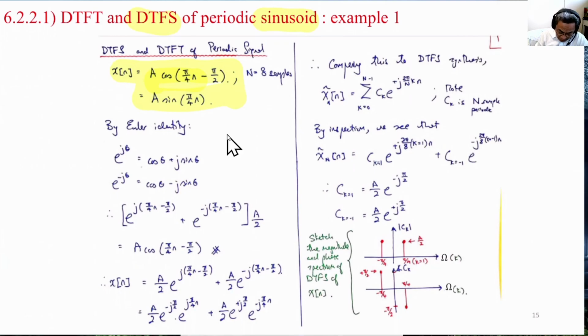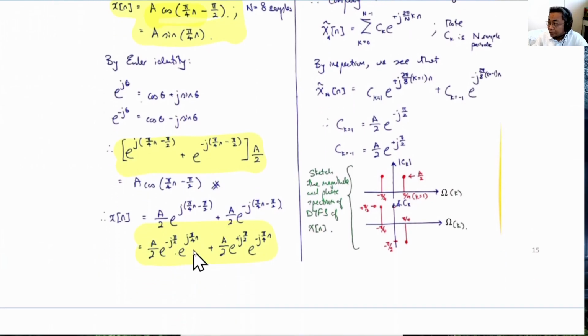So in this example, as in the previous example, because this is a cosine, we can use inspection. We basically convert this cosine into a sum of complex exponentials, and by inspection we already see that x[n] is simply the sum of two complex exponentials. One is at pi over 4 radian per sample, and the other one is at minus pi over 4 radian per sample. These are the coefficients associated with these two complex exponentials, and this is the DTFS representation.